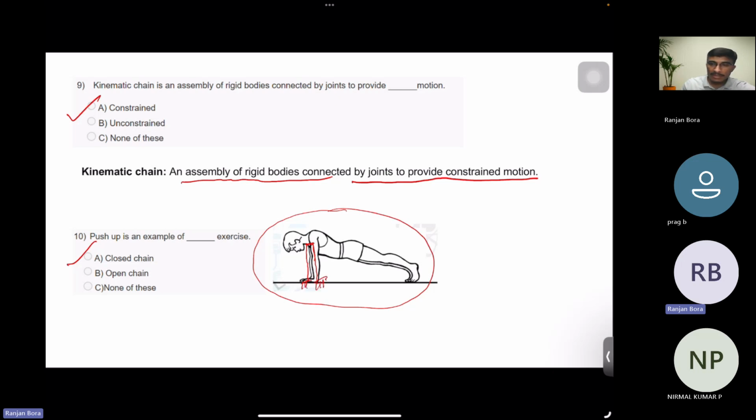When the terminal links are not constrained, then the chain is known as open chain, and when the terminal links are constrained, that chain is known as closed chain. So in this push-up, all the terminal links are constrained. That's why it is an example of closed chain exercise.